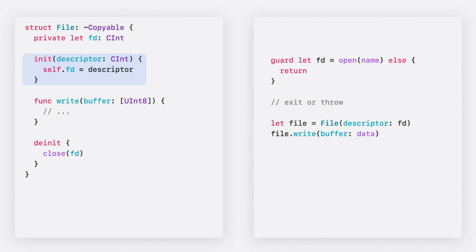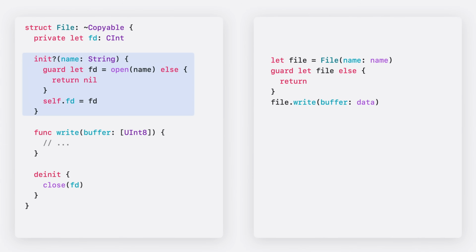We can fix this with a failable initializer that takes in the file name, opens the file, and finishes initialization if the file name was valid. This initializer returns an optional of the non-copyable file type. An optional is a generic type in the standard library.